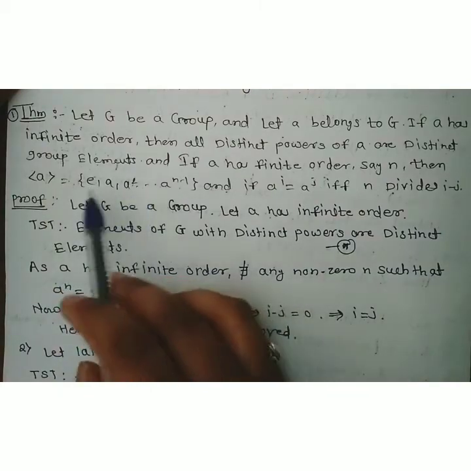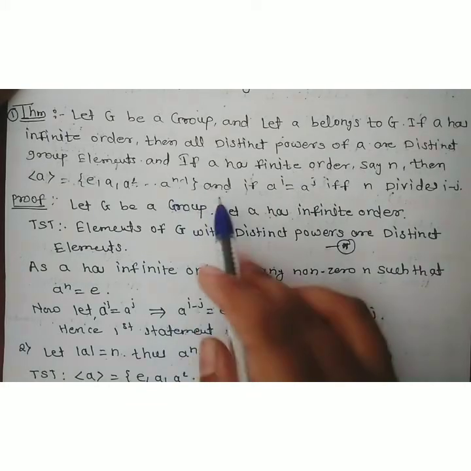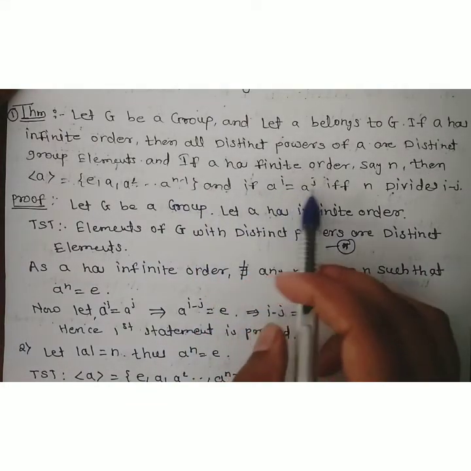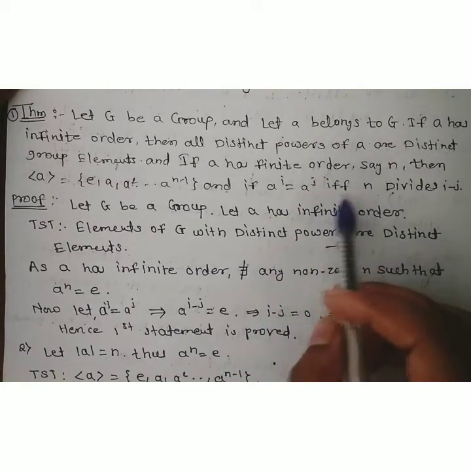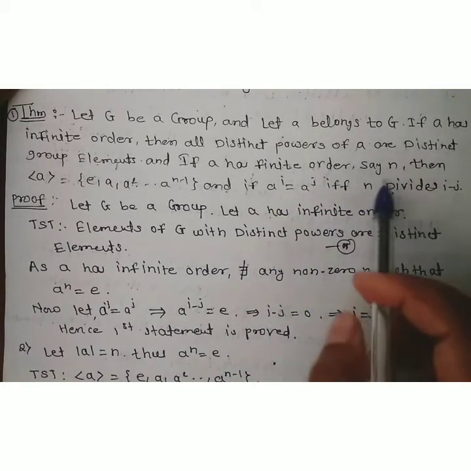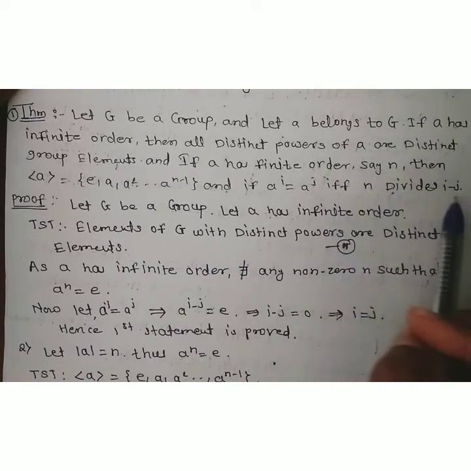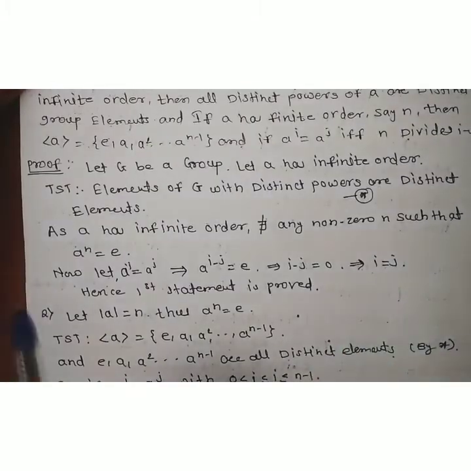So in the second part, if a has a finite order n, then the set generated by a looks like that: it consists of the elements a, a squared, up to a to the power n minus 1. And two elements are identical, a to the power i equals a to the power j, if and only if n divides i minus j. This is possible when the order of the element divides i minus j. Okay, now we start the proof.